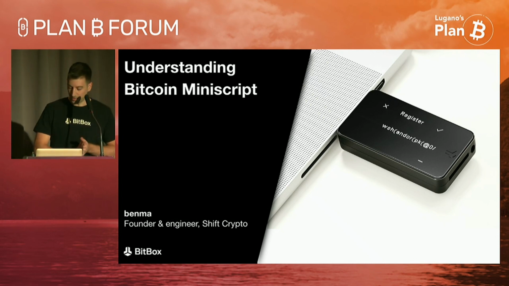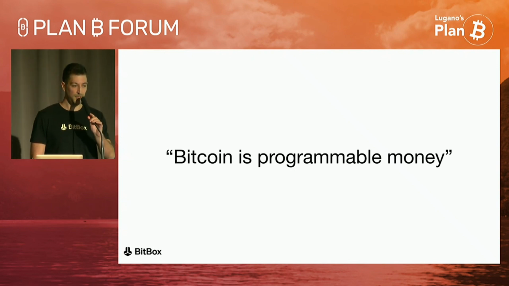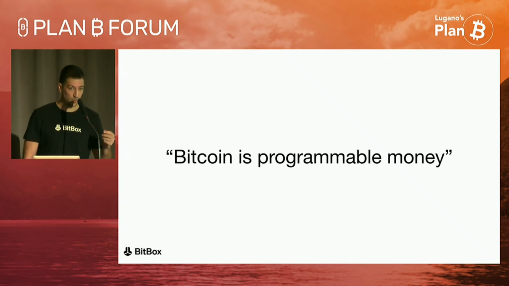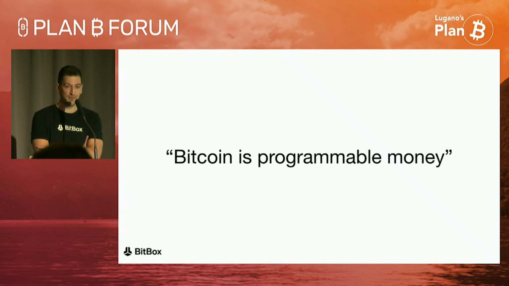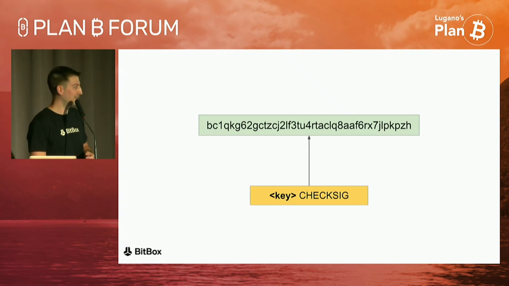So let's get started. There's a common saying: Bitcoin is programmable money. But what does it actually mean? It basically means that you have the ability to program the conditions under which you can spend your Bitcoin. Let's look at what this means in practice. Whenever you generate a Bitcoin address and you receive coins on it, when you spend these coins, a program is being executed to determine if it's allowed to spend the Bitcoin or not.